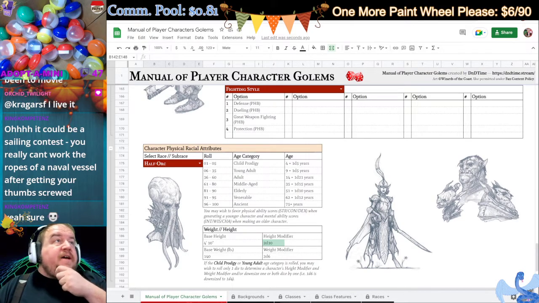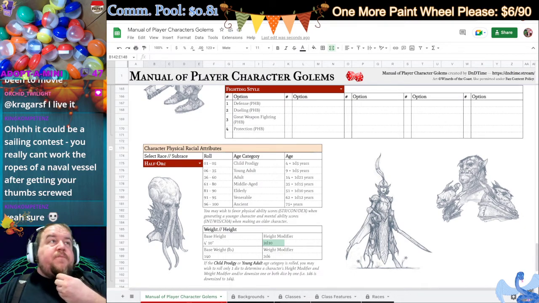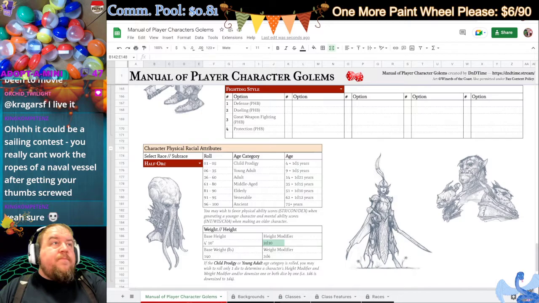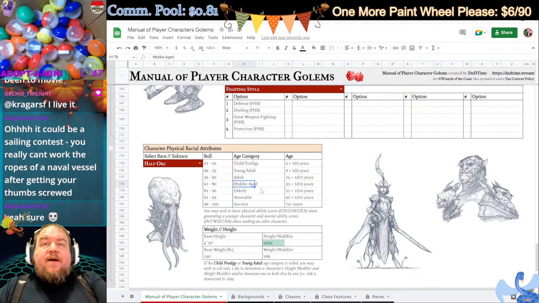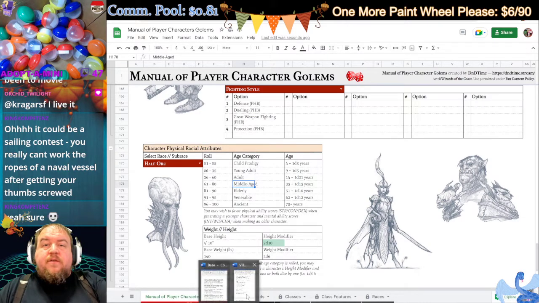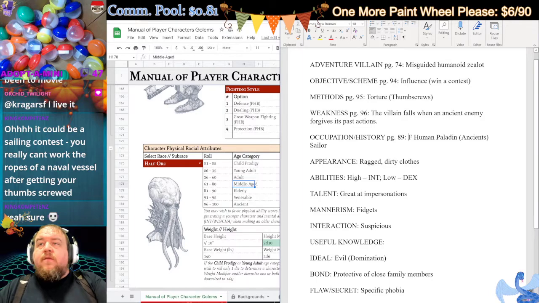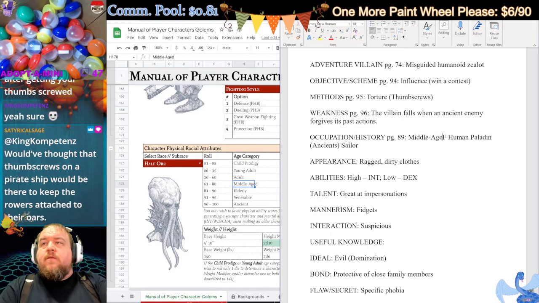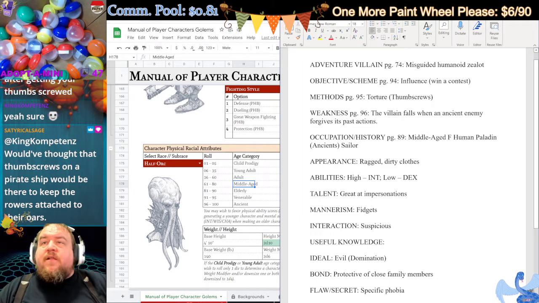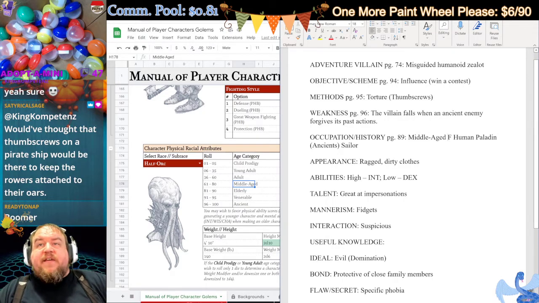And then Goblin Town, you are new here as well. I want you to type exclamation point 1D100. Exclamation point 1D100 in chat. 70. We have a middle-aged female human Oath of the Ancients sailor.